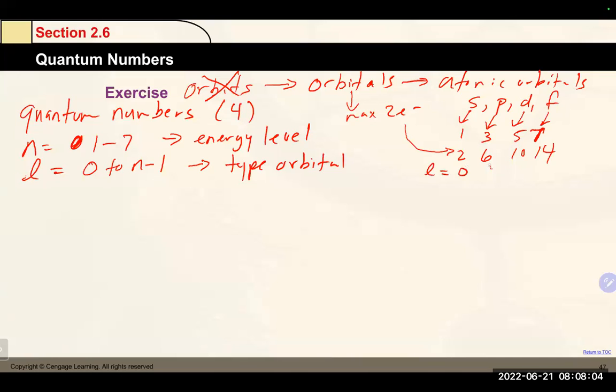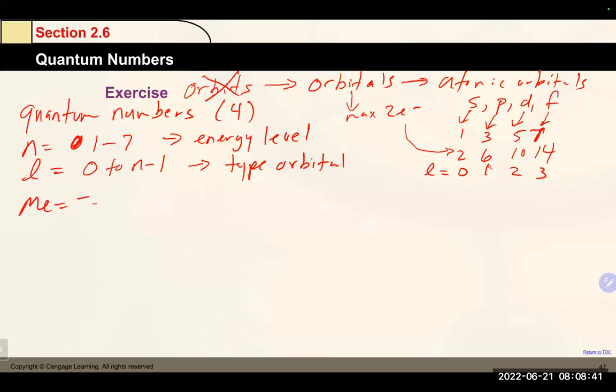A p orbital is l equals 1, d is a 2, and f is a 3, and so forth. As we go past f, as we talked about, I think it was a question last time, it just goes alphabetical after that point: d, f, and then g, and so forth. We don't really get into any of those in electron configuration, but that's how you would identify them.